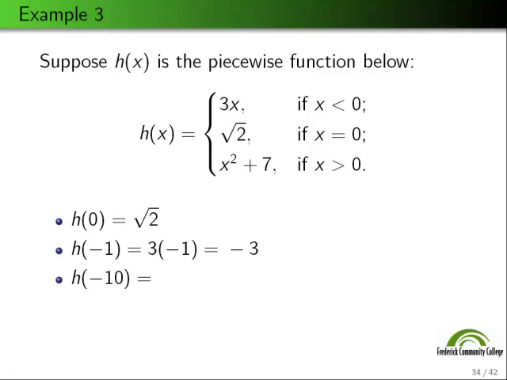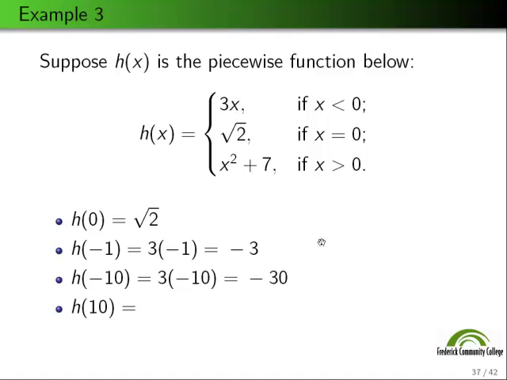Negative 10, we're plugging a negative 10 into h, so x equals a negative 10. So is a negative 10 bigger than 0? Nope, it doesn't equal 0, but it is less than 0. So again, we do 3 times negative 10, and it should give me a negative 30.